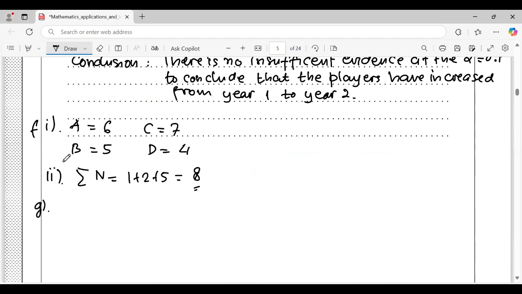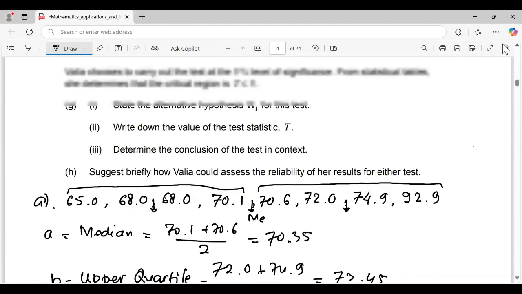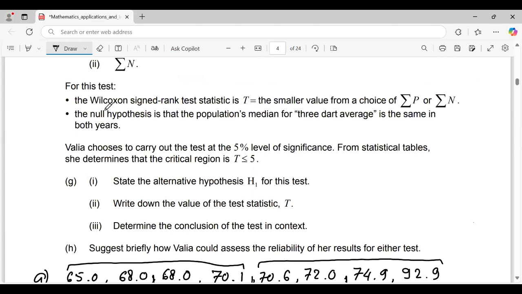Next, G. So the Wilcoxon sign rank test statistic is T equals the smaller value from a choice of sigma P or sigma N. P is positive, N is negative. The null hypothesis is that the population's median for 3-dot average is the same in both years. So the keyword is the same. This is the null hypothesis. Valia chooses to carry out the test at the 5% level of significance, alpha 5%. From the statistical tables, she determines that the critical region is T less than or equal to 5.